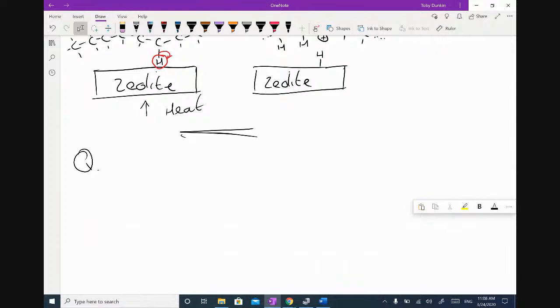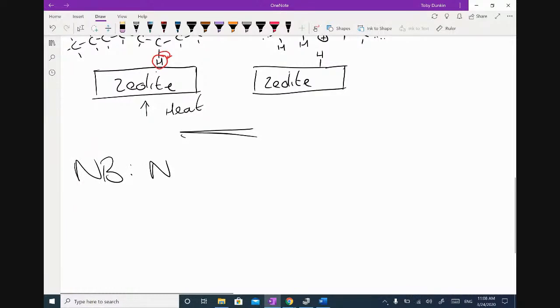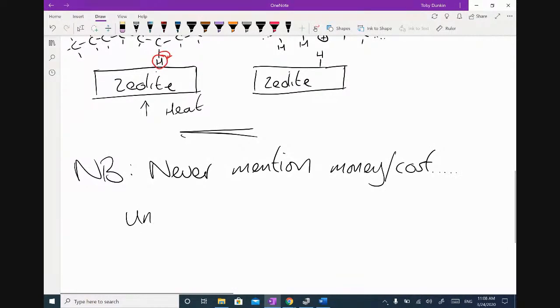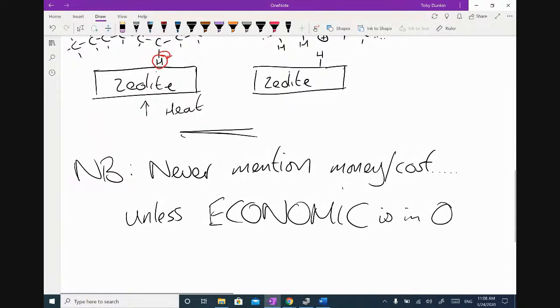Okay, so the next bit, just to say, in chemistry exams, you never, ever, ever mention cost unless they say... this is a nota bene. Never mention cost. Never mention money. I'll put money stroke cost. Unless you see the word economic. Unless economic is in the question. I'll show you what I mean.